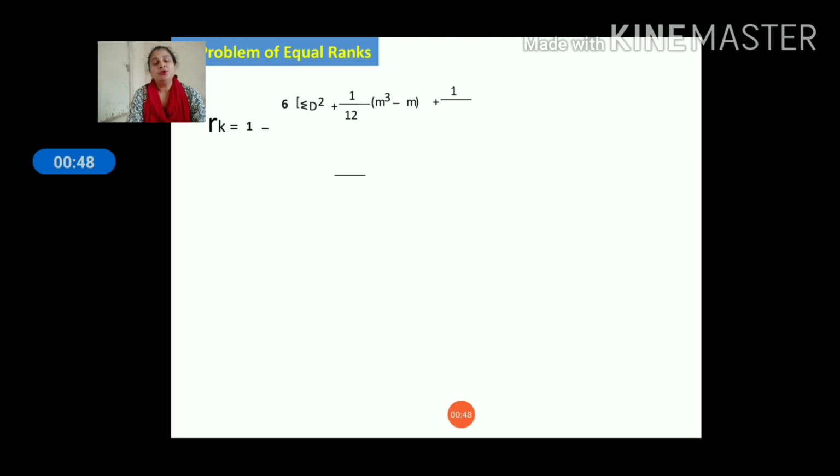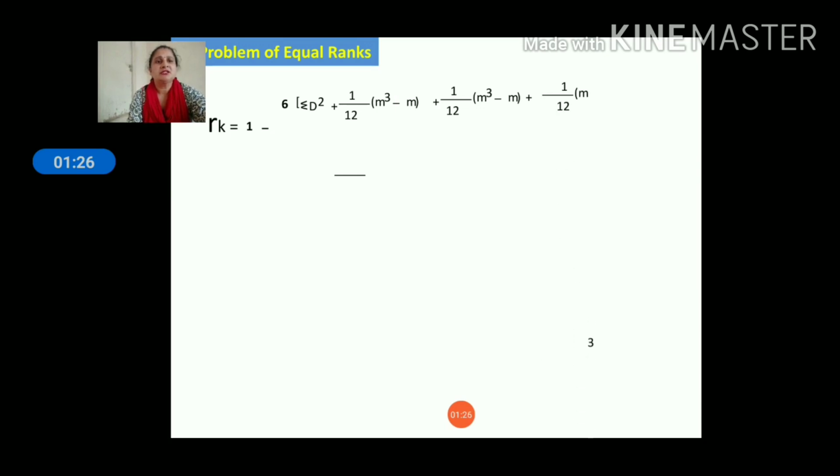This 1 upon 12 m cube minus m will be taken as many times as your ranks are shared. Okay? So in this question ranks have been shared 3 times, once in x and twice in y. So a total of 3 times we will take 1 upon 12 m cube minus m. Here the value of m will be the number of times the rank is shared. Okay?